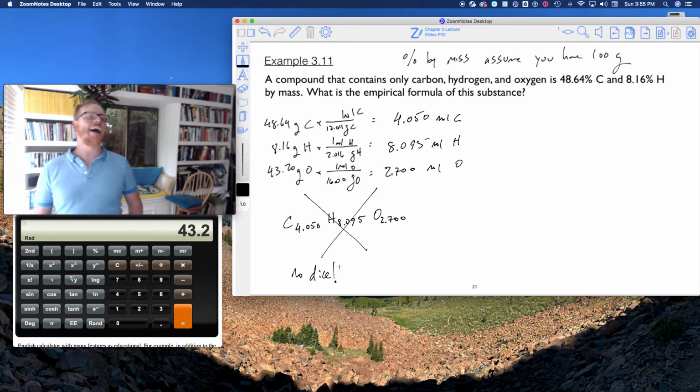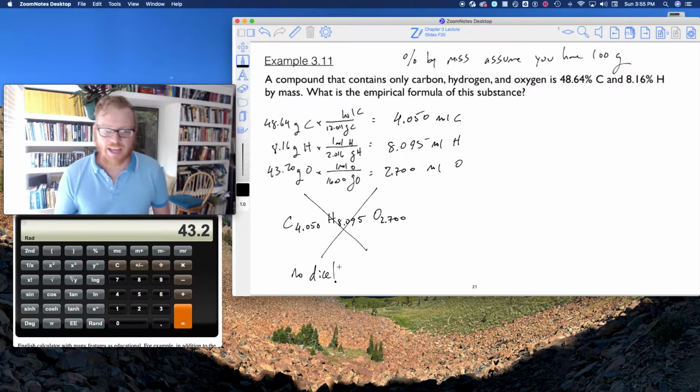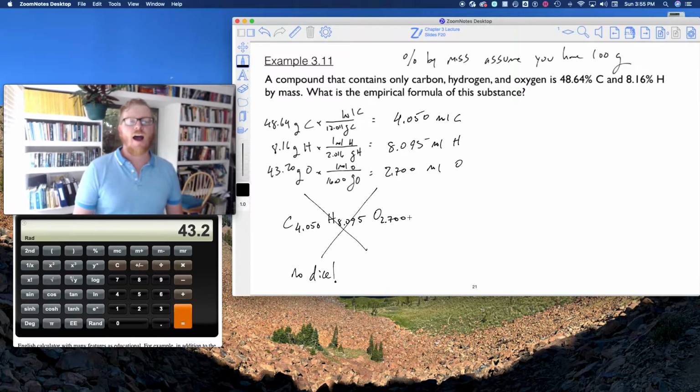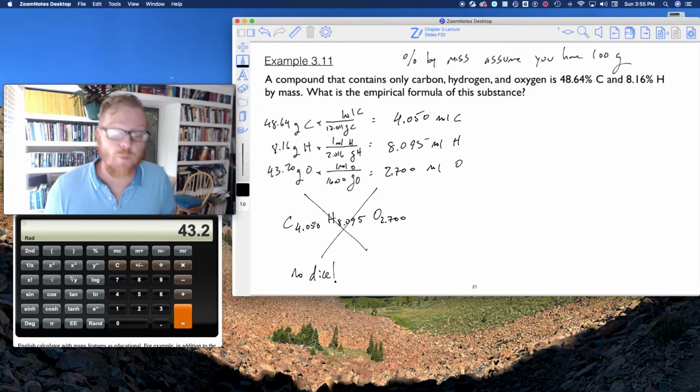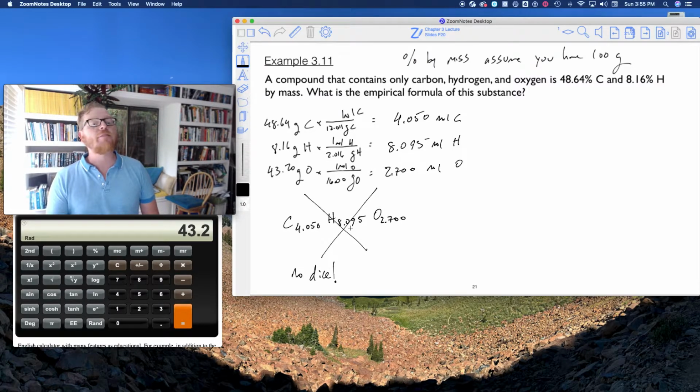Because I can't have fractions of atoms. I can't have 2.7 oxygen atoms. But the proportion, the ratio of these elements, is exactly these numbers: 2.7 oxygens for every 4.05 carbons, 8.095 hydrogens for every 2.7 oxygens. Those proportions are correct. So how do I make these whole number quantities?